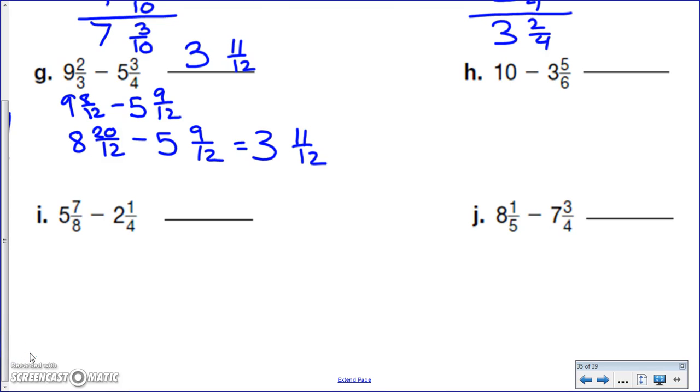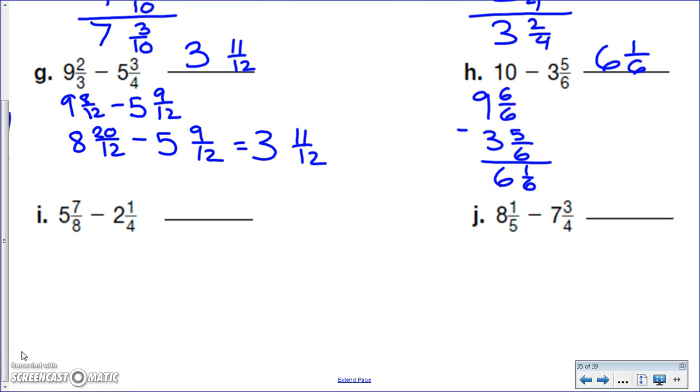For H, we have an interesting problem here because we don't have a fraction on the first number. We just have 10 minus 3 and 5/6. So the first thing we're going to do is borrow from the 10 and turn it into 9 and 6/6, so we can create a fraction that can be subtracted from. Now we can subtract. 9 minus 3 is 6. 6/6 minus 5/6 is 1/6. So our answer is 6 and 1/6.